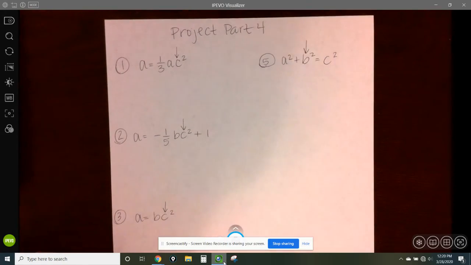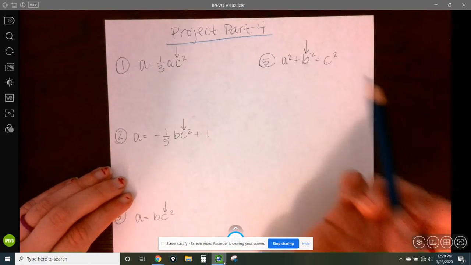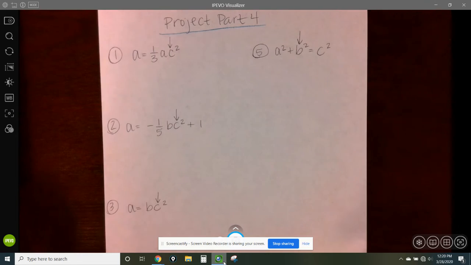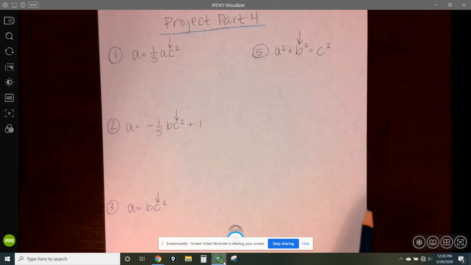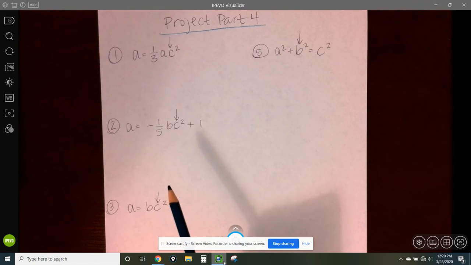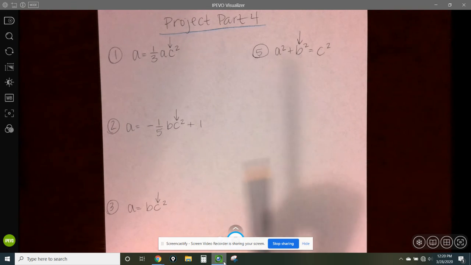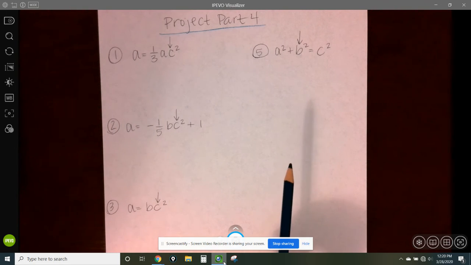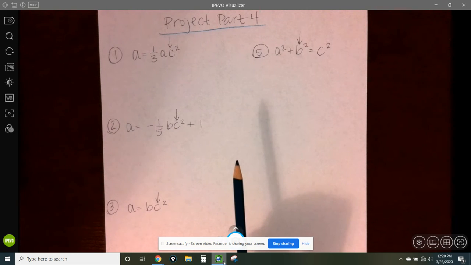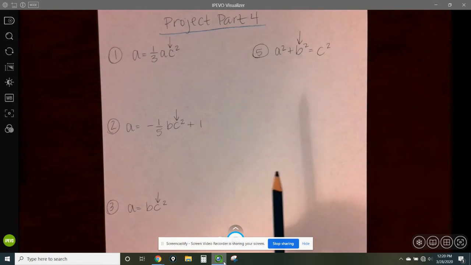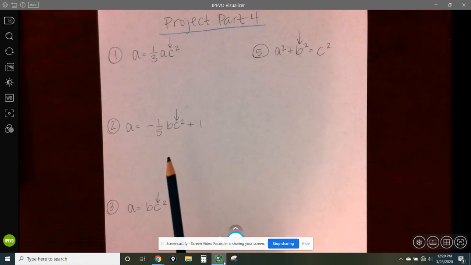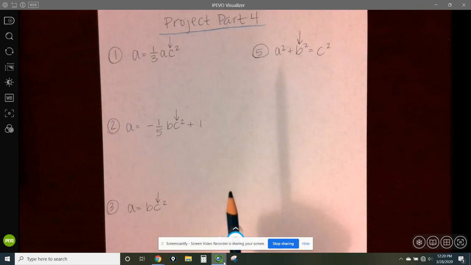Hi guys, so you're about to do the fourth part of your project. This is the last part of the project for the class. These ones, again, solving literal equations, are probably going to be the toughest because this is the fourth part. Just like the other ones, make sure you write down these examples with me and then use those notes when you do your project. I made these problems very similar to the ones that you're going to see on your project, so this will be really helpful for you.